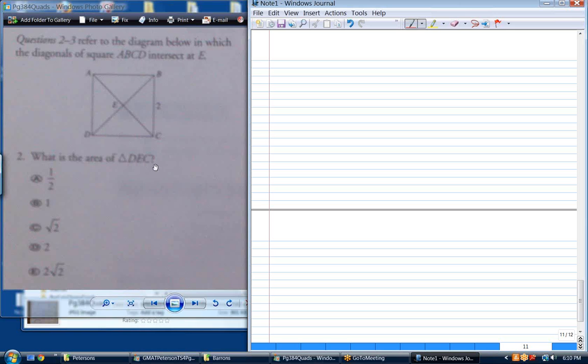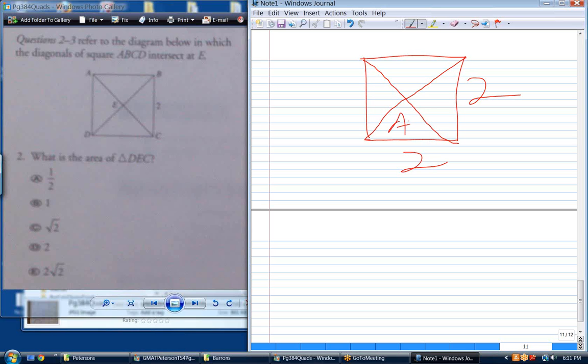Okay, what is the area of DEC? Right there. Well, if I was to just look at it and think that it was drawn correctly, all the sides look to be equal. Well, it's a square. They tell you it's a square, so we know that it's a 2 by 2 square. So the question is the area of that part right there.